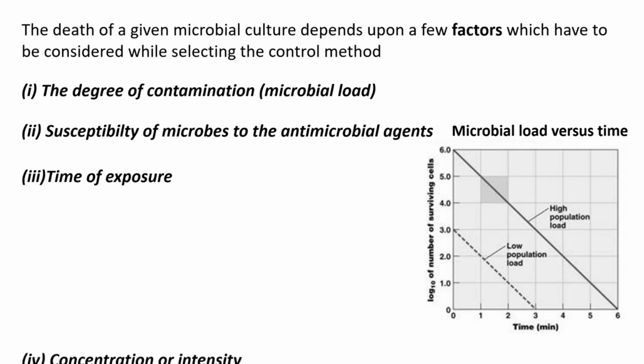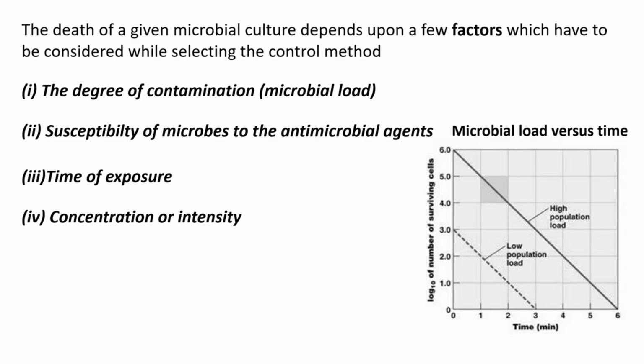The next factor is concentration or intensity. The concentration of the chemical agent and the intensity of the physical agent determines the time required to kill a microbial population. For example, we just saw that 5% phenol takes less time to kill the microbial population as compared to 1% phenol. But sometimes the case is just the reverse, like 70% ethanol is more effective than 100% absolute ethanol because the presence of water enhances the activity of alcohol.